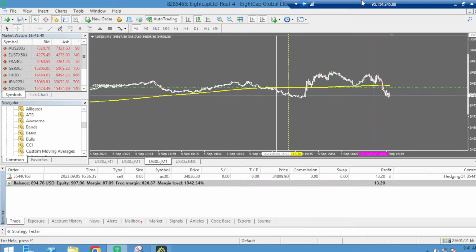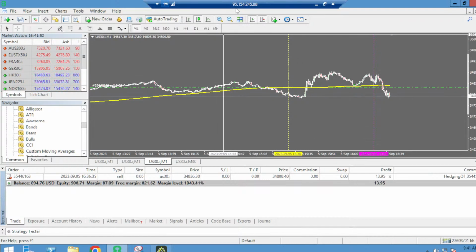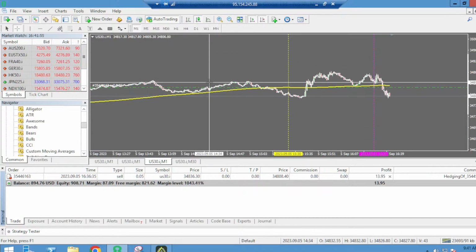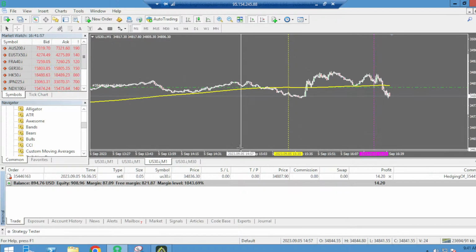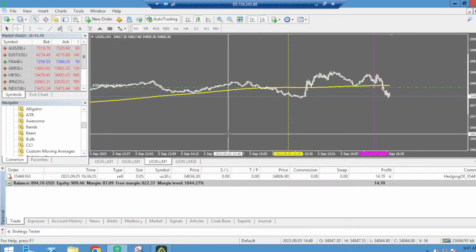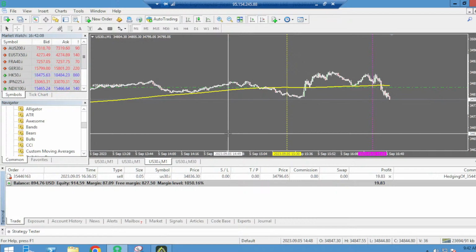8 cap. I have it on my VPS. So just watch it work, guys. This is what I call money working for you. You got some funds, you put it to work in the safest way possible.